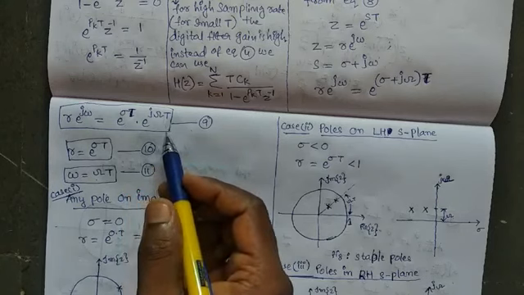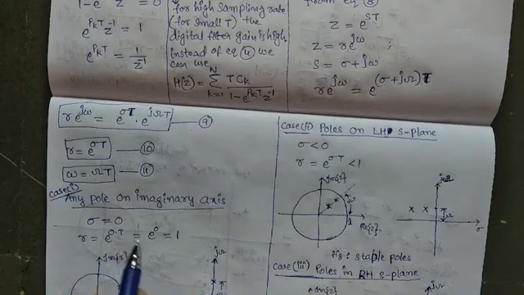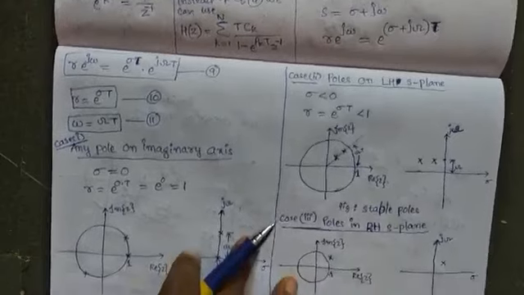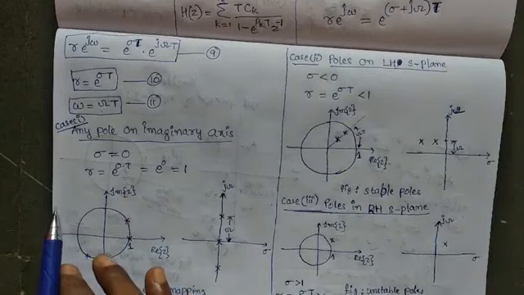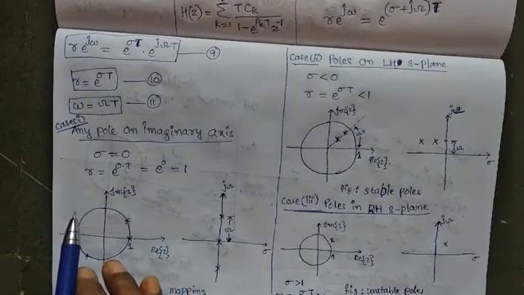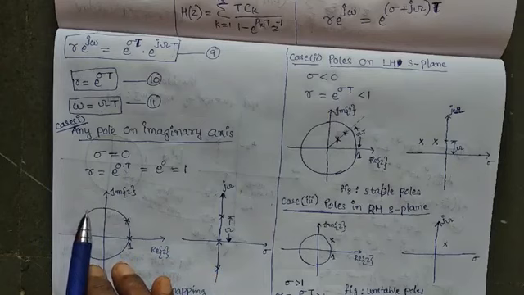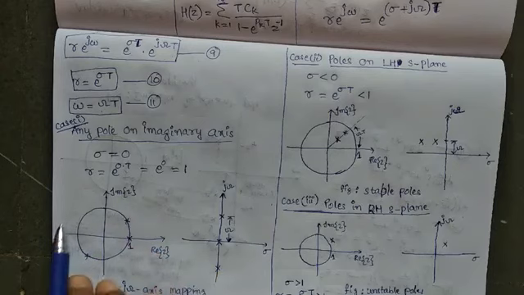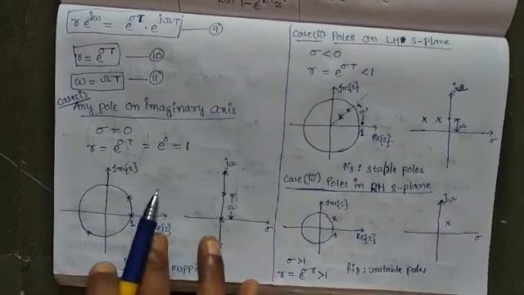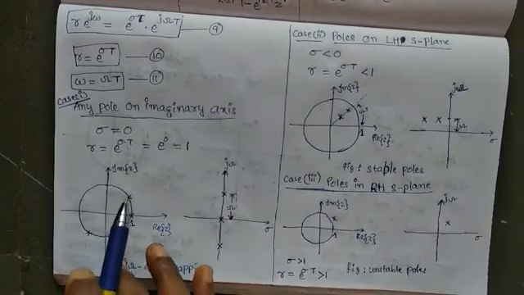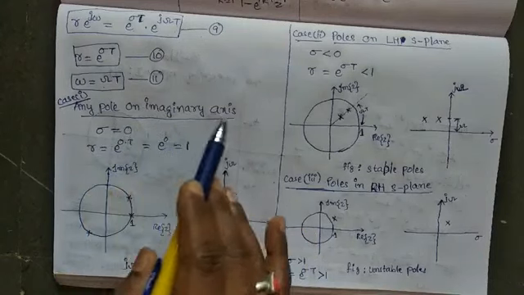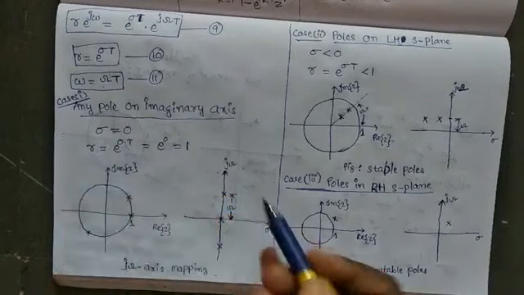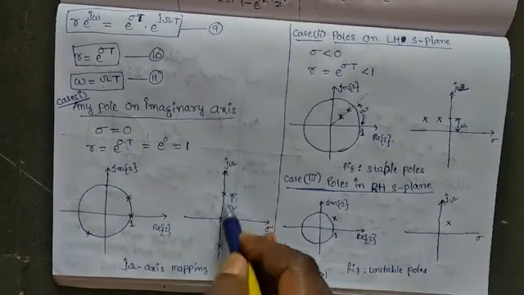Now we are mapping the poles from the S plane to the Z plane. Here we are observing the following cases to map the poles from the S plane to the Z plane by using the impulse invariant method. Let us consider sigma is equal to 0. Sigma equal to 0 means the poles are located on the imaginary axis.